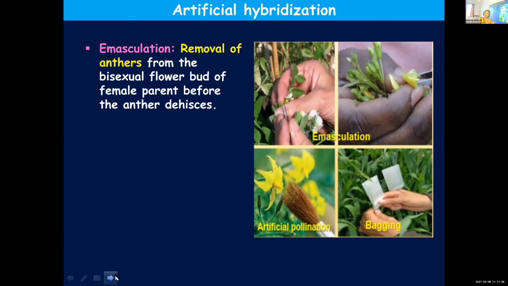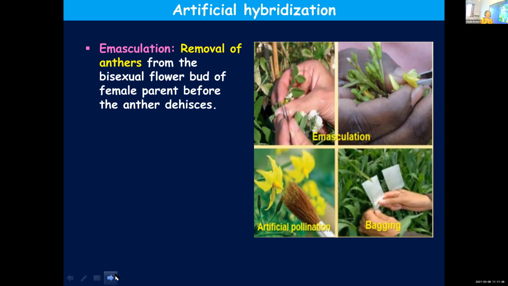When you take a female parent, from the bisexual flowers of that plant we need to remove the anthers, so that it will have only the female reproductive part, the pistil, and before the anther dehisces, it has to be removed. Otherwise, what will happen? The anther will dehisce, and these pollen grains can land on the stigma, leading to self-pollination. So we won't be able to dust it with the desired pollen grain, and thereby we won't be able to get any hybrid varieties which combine the desirable qualities of two different plants.